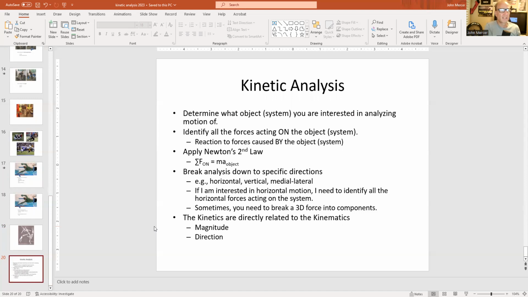Then we apply Newton's second law, and then we pick a specific direction to do our analysis. Horizontal, vertical, and medial-lateral are the three dimensions that we'll stick to. And then I'll end up with three equations. So if I'm interested only in horizontal motion, I only concern myself with the forces acting in the horizontal direction. Likewise in vertical, or likewise in medial-lateral. And finally, the kinetics are directly related to kinematics in magnitude and direction. Okay, so that's the big picture in terms of the kinetic analysis. I hope that's helpful. Thank you.